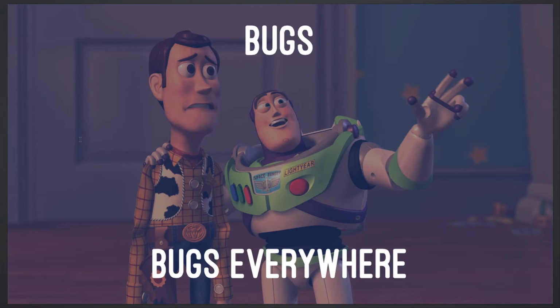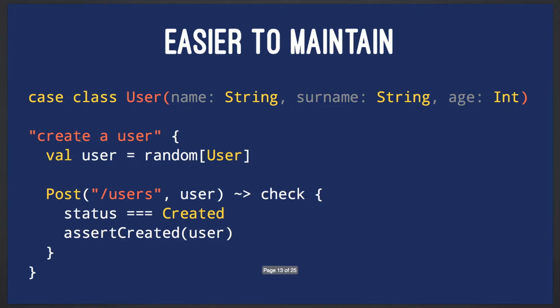So we kept using it again and again. And we also found out that the code was actually a lot easier to maintain. The reason is that the test doesn't really care what a user is, because it's the library that will generate an instance of a user. So if I suddenly change the user and add a field in my case class, the test will be exactly the same. So that was another nice advantage as well.